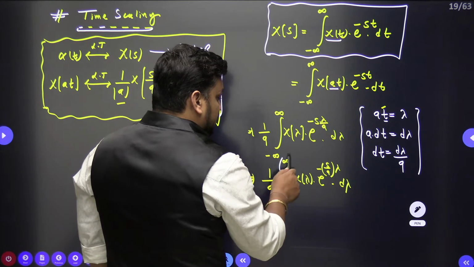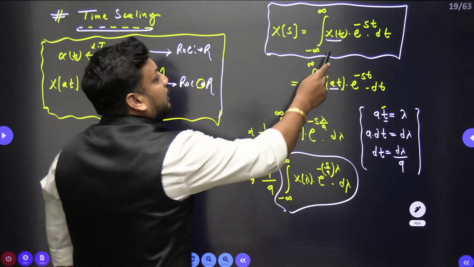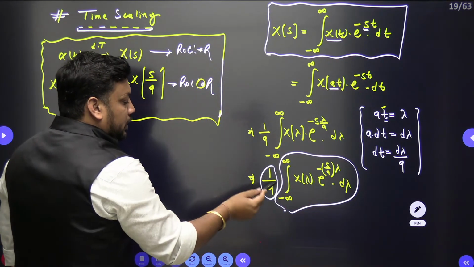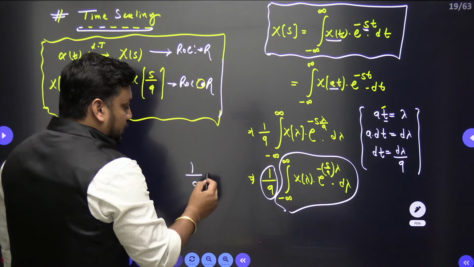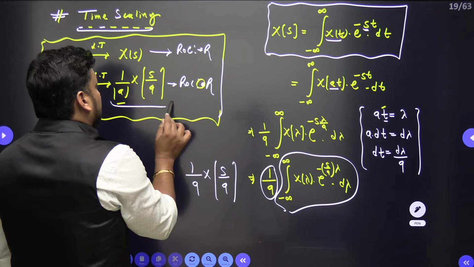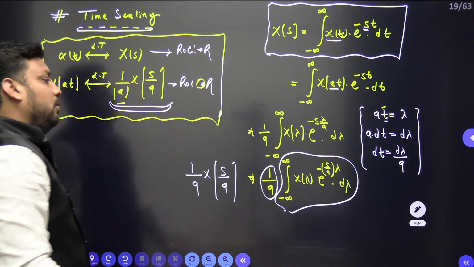If you compare this formula and this formula, s is replaced with s by a, and outside is 1 by a. So its equivalent is nothing but 1 by a into X of s by a, and that is the only property we have.